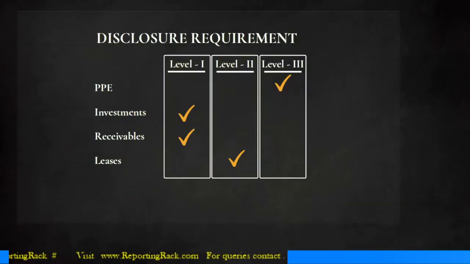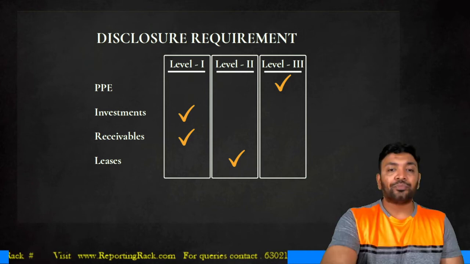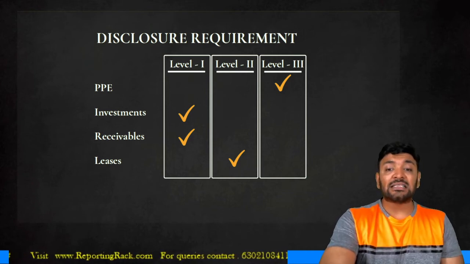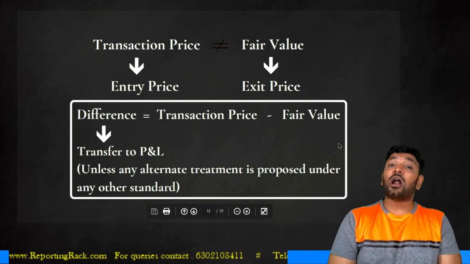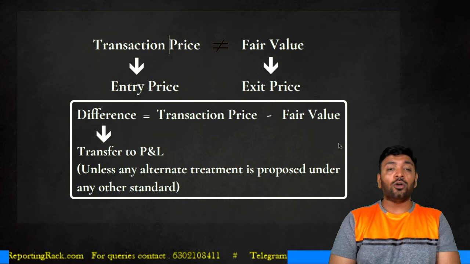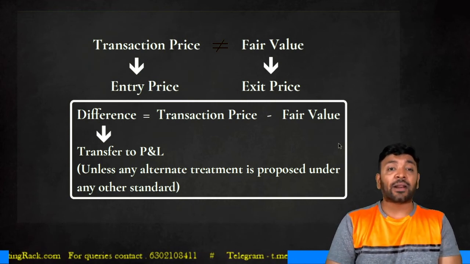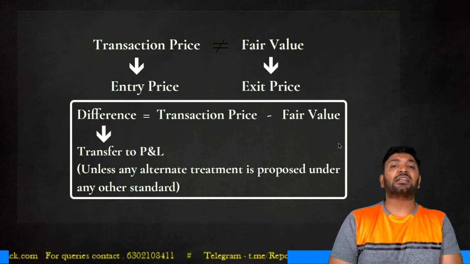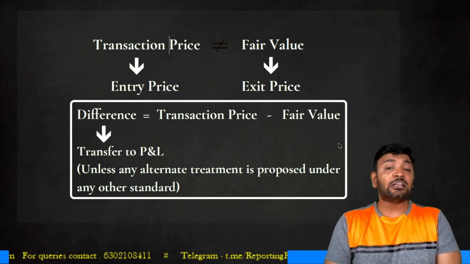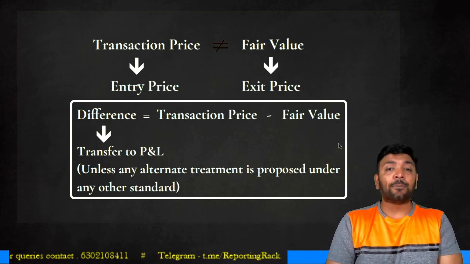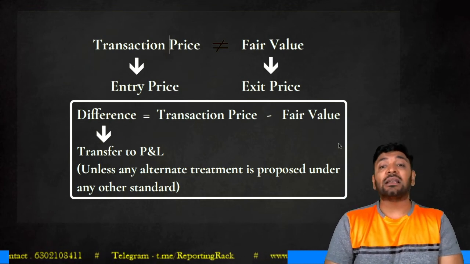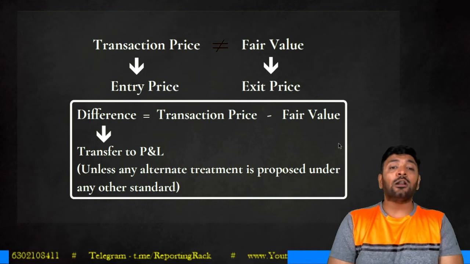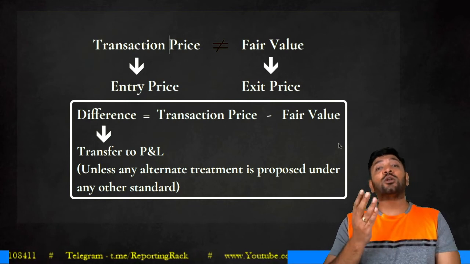Now, the last topic that I have to cover as a part of your Ind AS 113 is regarding the concept of transaction price and fair value. Transaction price is not equal to fair value. Why is that so? Because transaction price is a price at which you enter into a transaction. While if you remember the definition of fair value, we said it is an exit price, a price at which you can sell the asset, a price at which you can transfer a liability. So therefore, an entry price may not be equal to the exit price.